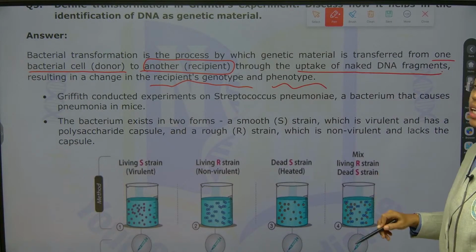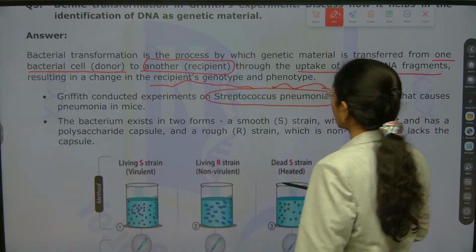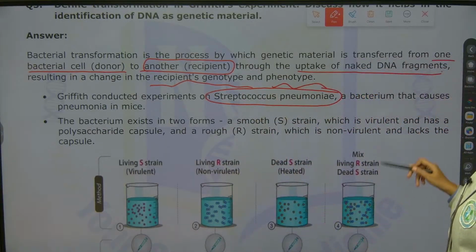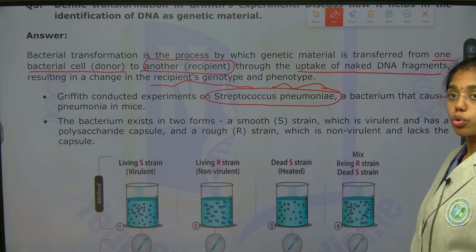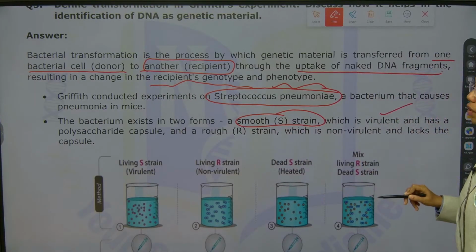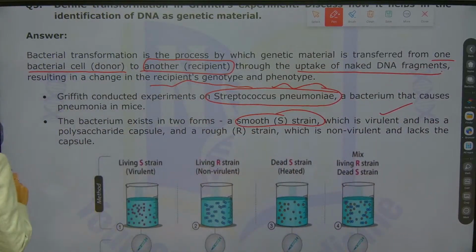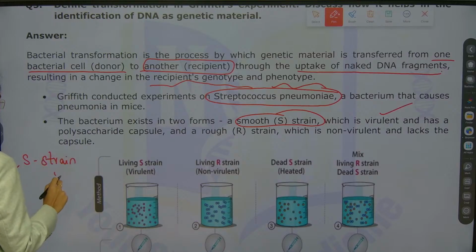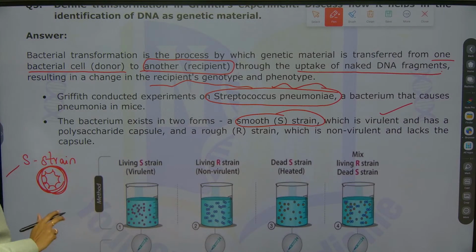Griffith conducted experiments on Streptococcus pneumoniae. This is the bacteria which causes pneumonia in mice. The bacterium exists in two forms. One is the smooth form, that is the smooth strain, which is the virulent form. The two strains of bacteria: one is the S strain. The S strain has a smooth coat over the bacteria. This smooth and shiny coat protects the bacteria from the host immune system.